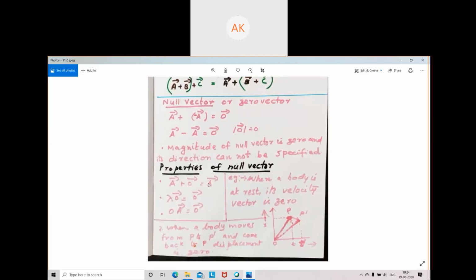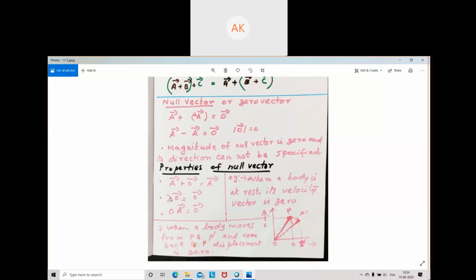Just like 0. When we add 0 to a number, we get that number itself. Like that, vector A plus 0 vector gives that vector itself, with no change to its magnitude or direction. When the 0 vector is added, then lambda times, lambda is a real number.